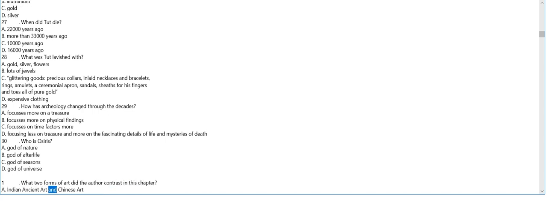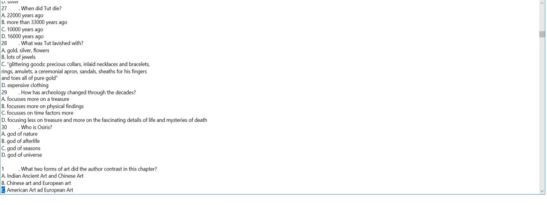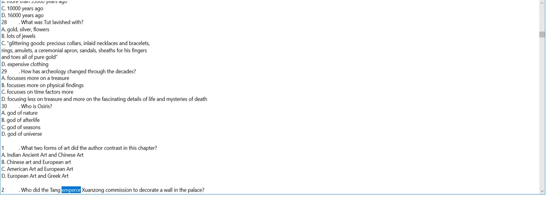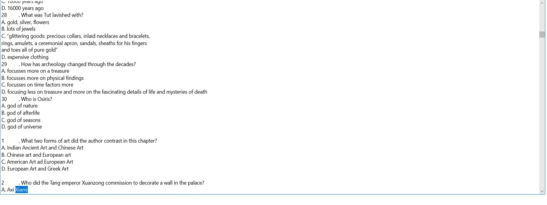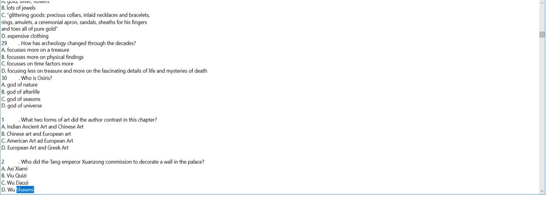1. What two forms of art did the author contrast in this chapter? A. Indian ancient art and Chinese art. B. Chinese art and European art. C. American art and European art. D. European art and Greek art. 2. Who did the Tang Emperor Xianzong commission to decorate a wall in the palace? A. Axis Iamai. B. Vaihuquizit. C. Wu Deizai. D. Wu Shami.